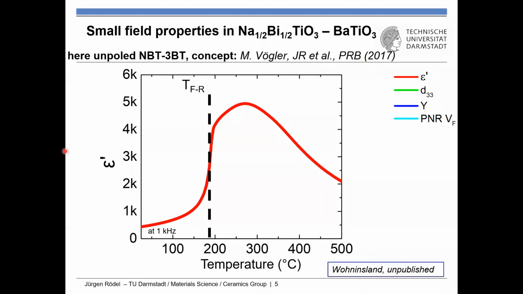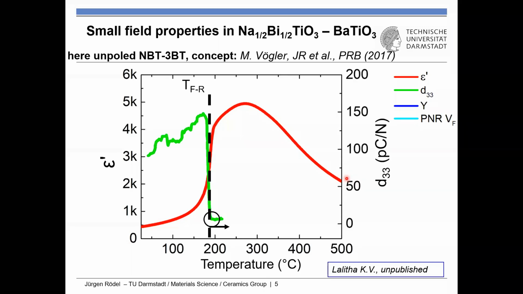Now here we plot permittivity. I use NBT-3BT, it's just easier to explain, but we can also do 6 or whatever you wish. So this is the permittivity. Here's the ferroelectric relaxor transition. It looks a bit more ugly than in barium titanate because there's much more to discuss. Okay, this is permittivity. Now this is piezoelectric coefficient. It goes down here at the ferroelectric relaxor transition.